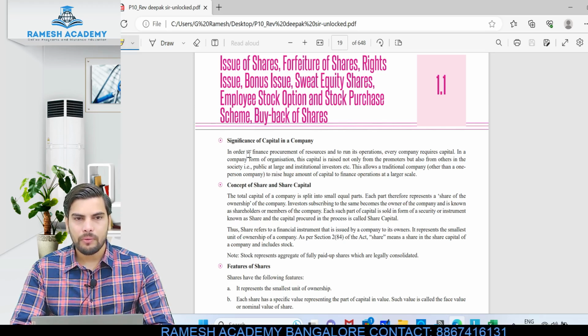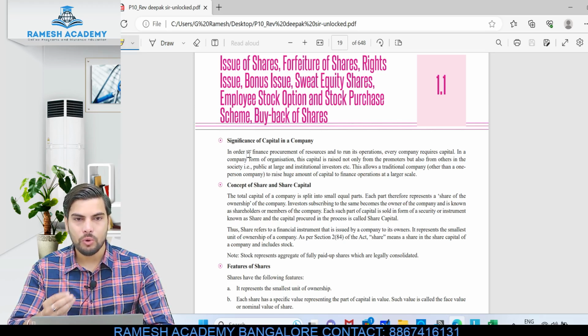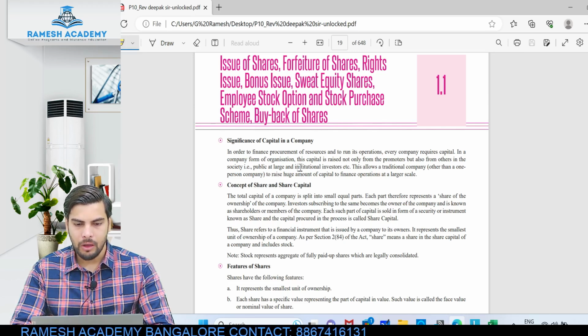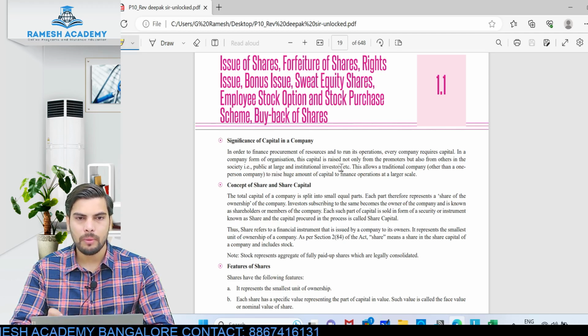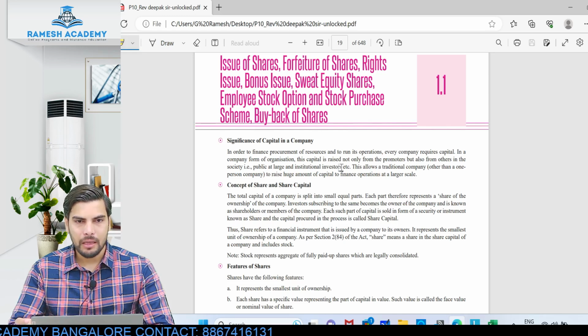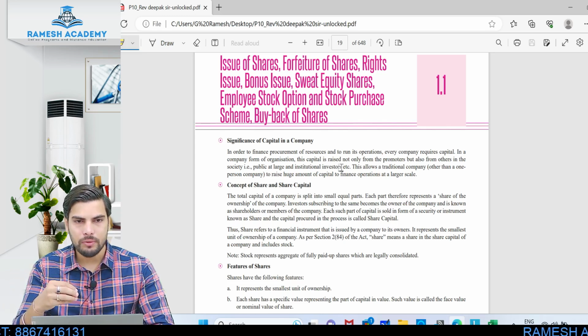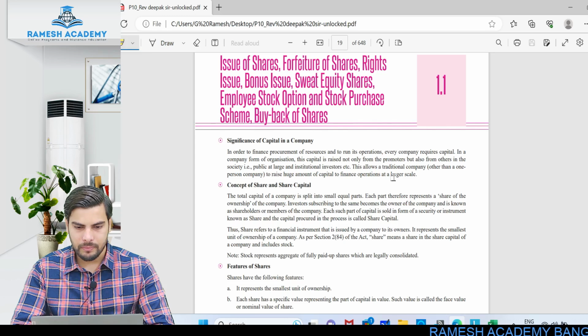So the money whatever they are raising need not be the money which is raised only from the promoters. It can also be the money which is raised from the public or institutional investors. So remember FDI and FII, foreign institutional investors, foreign direct investors. These are basically the institutional investors. Even the institutes can invest in the shares of a particular company. Clear? So this allows a company other than a one person company to raise huge amount of capital to finance operation at a large scale.